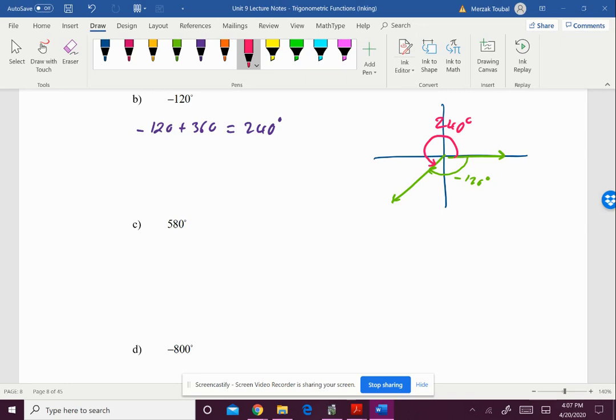Now let's look at example C. Example C, the angle is 580. It's already greater than 360. So obviously we're not going to add 360. That doesn't make sense because the angle is going to be greater than 580. And our condition says your coterminal angle cannot be greater than 360. So we have to subtract how much? 360. So 580 minus 360, that's 220.